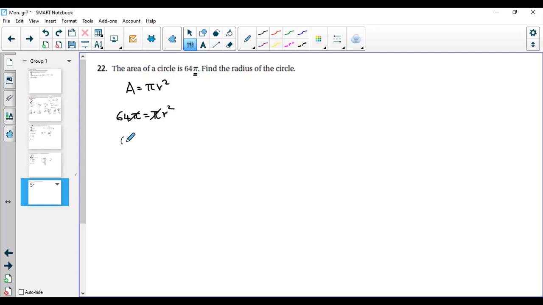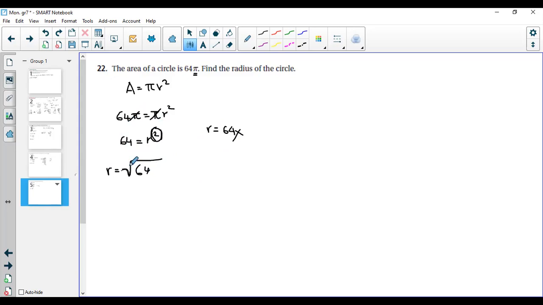So what does that leave us with? It leaves us with 64 equals r squared. Now, I cannot simply say r is equal to 64. No, it is wrong. Why? Because there is a square here. So I need to remove the square from the r. So to remove the square, I need to find out the square root of 64.